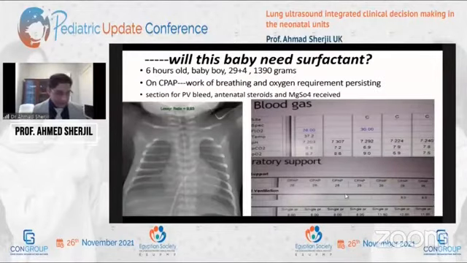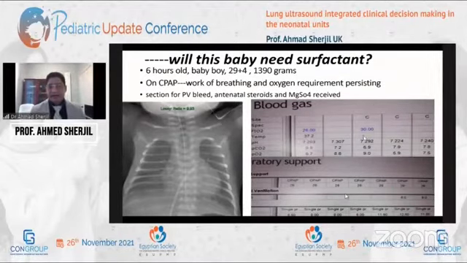And a burning question, a favorite question for most of our colleagues: will this baby need surfactant? So this gentleman was 6 hours old, a baby boy, 29 plus 4, 1390 grams. He had antenatal steroids, magnesium sulfate, and has been on CPAP. But the problem was that this 29-weeker's work of breathing never settled. His oxygen requirement was persisting.